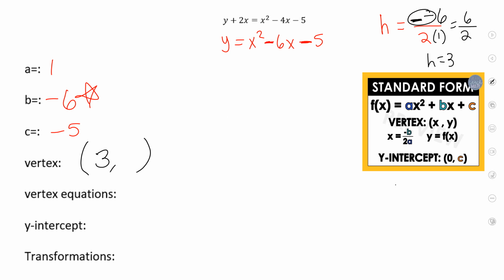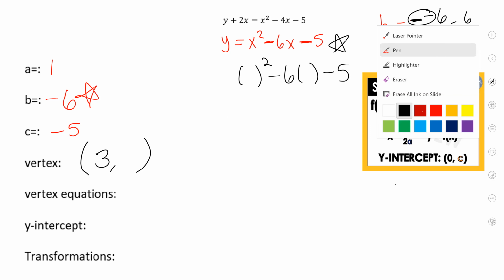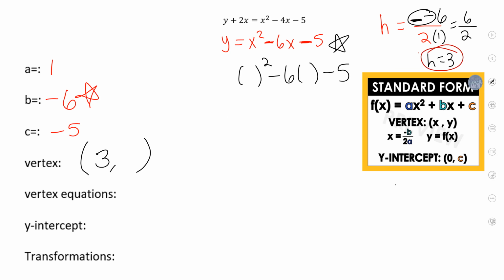Do you guys remember how we find the second value? Plug it in. I'm going to plug it into this equation right here. So instead of an x, put parentheses. Instead of this x, put parentheses. You should not have any more x's. What am I going to put in these parentheses? 3, what I just found. I just found out h is 3. We're going to plug that in. So put a 3 inside of this parenthesis and a 3 inside of this parenthesis. Okay?